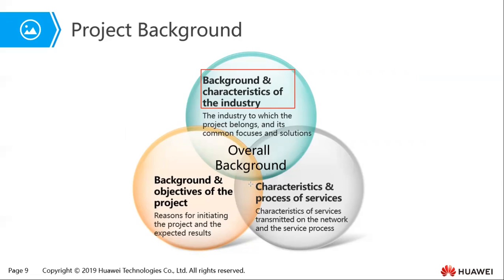The other thing you have to establish is the characteristics and process of their services. So for example, what services are transmitted on the network, and what is the service process? Is it telephone data? Is it live videos like what we're using right now for virtual learning? Is it internet data packets? For example, they're going to be watching YouTube and accessing other high bandwidth internet sources.